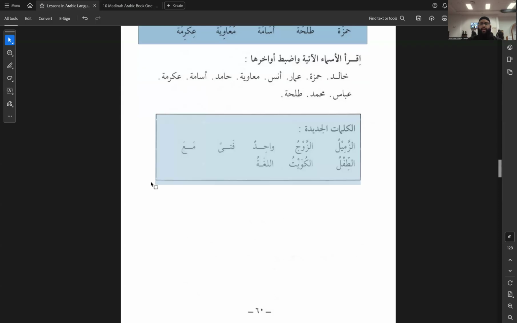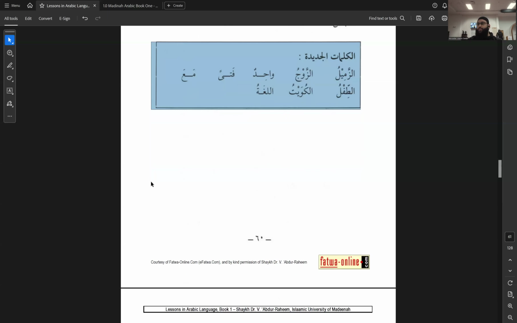Okay, and then we'll do the al-kalimat al-jadida at the end, and that'll be it, inshallah. Al-kalimat al-jadida, the new words. Az-zamilu, classmate. Az-zawju, spouse or husband. Wahidun, one. Fatan, young boy. Ma'a, with. الطفل, young baby. Al-Kuwaitu, Kuwait. And al-lughatu means language.